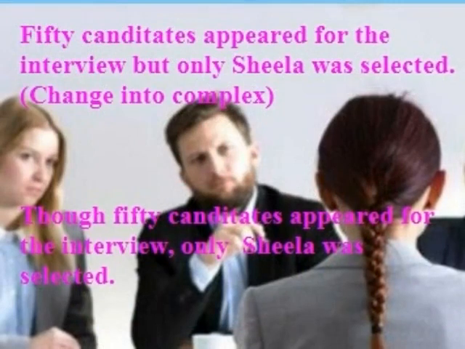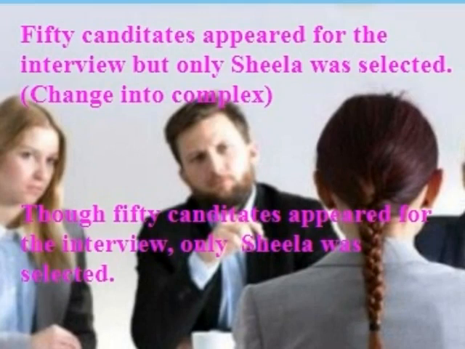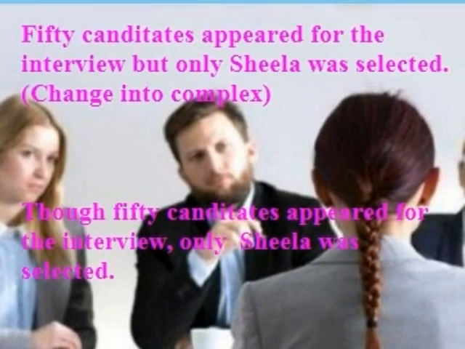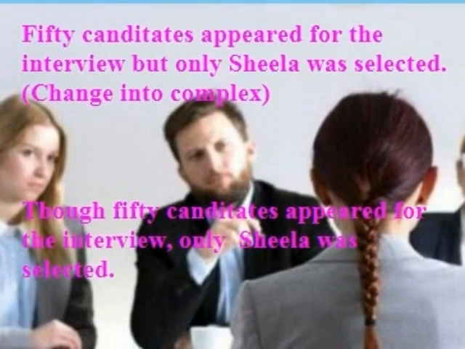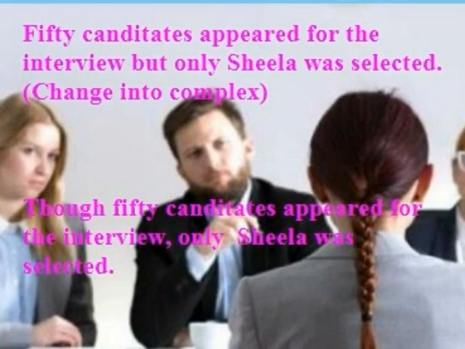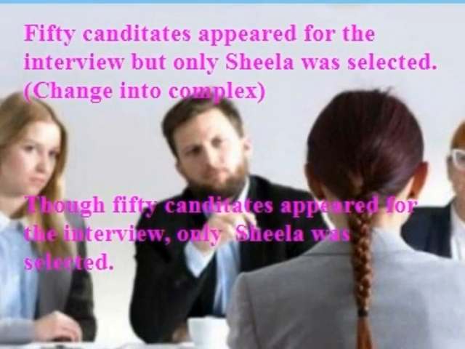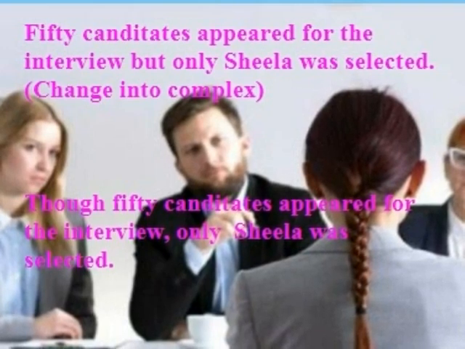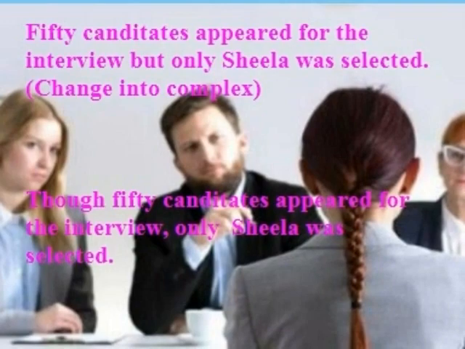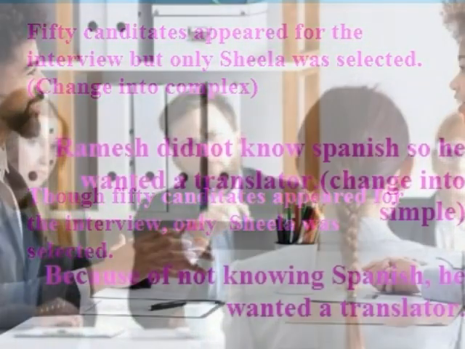Fifty candidates appeared for the interview, but only Sheila was selected. Change into complex. In the given sentence, but is the coordinating conjunction. We have to remove it and add a suitable subordinating conjunction. Though, although, even though is a suitable subordinating conjunction. Now rewrite the given sentence. Though 50 candidates appeared for the interview, only Sheila was selected.